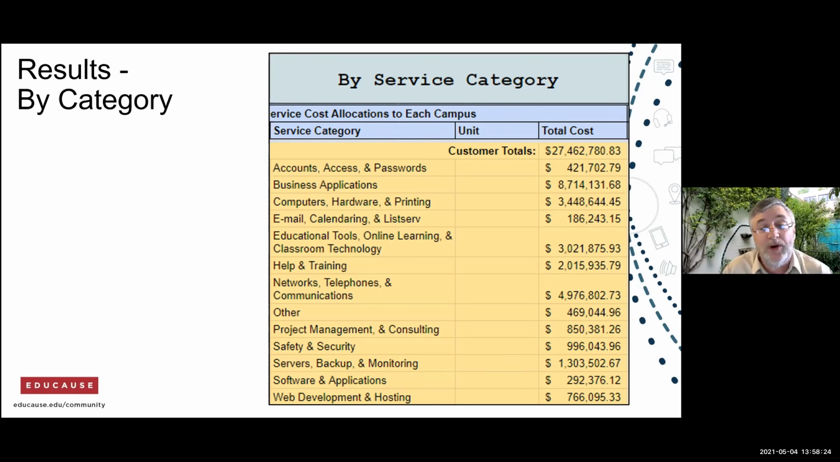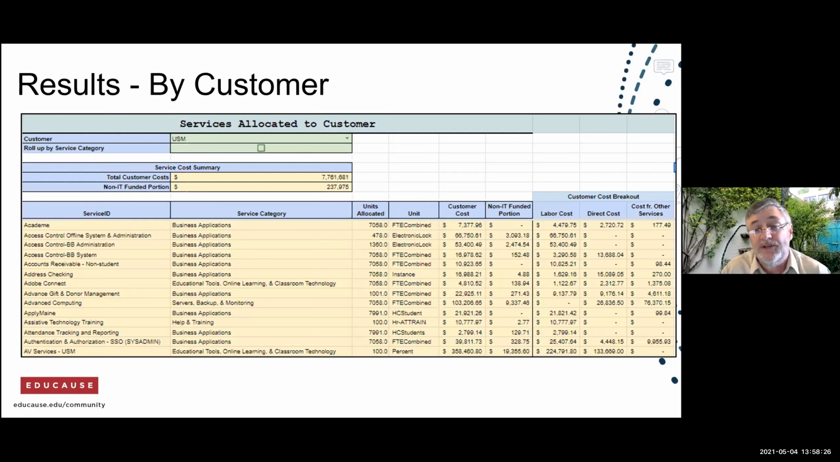We also get a report of all the services and their costs consumed by each customer. And notice on this one, I don't know if you can see it, it's like the sixth row down, that any external to IT funding for the service is shown. So we're allocating all of our costs, but we're also including funding sources from outside of IT to try to give our customers a picture of the full cost of an IT service.